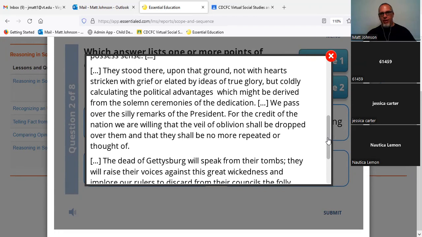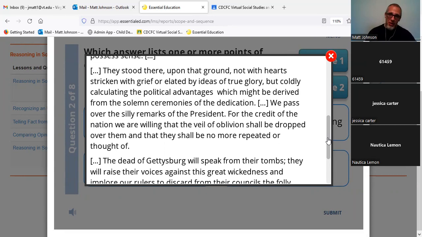They stood there upon that ground, not with heart stricken with grief or elated by ideas of true glory, but coldly calculating the political advantages which might be derived from the solemn ceremonies of the dedication. We pass over the silly remarks of the president, right? Referring to what he said as silly.